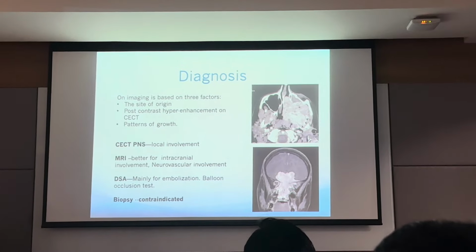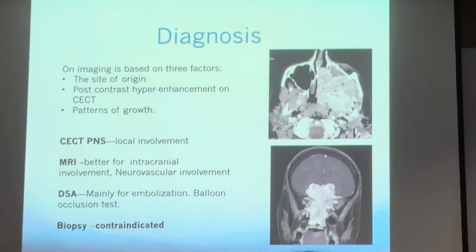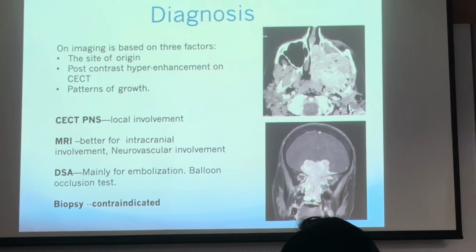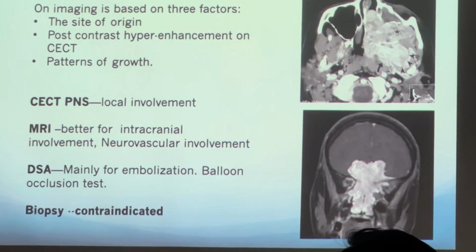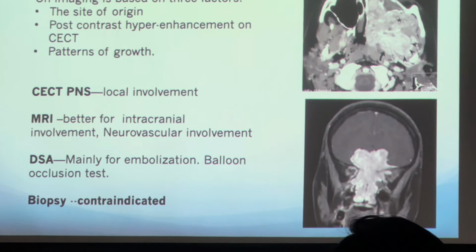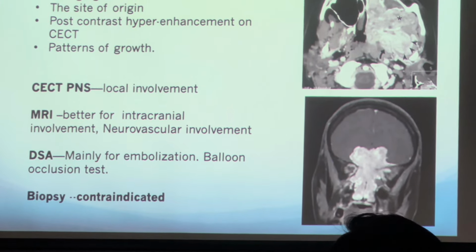Angiofibroma. The MRI, maybe you will do it just to see the neural or intracranial involvement if you want to see. The CT can give you enough information. And then finally a DSA, the digital subtraction angiogram, is basically to look for or to embolize the tumor or to do balloon test occlusion.